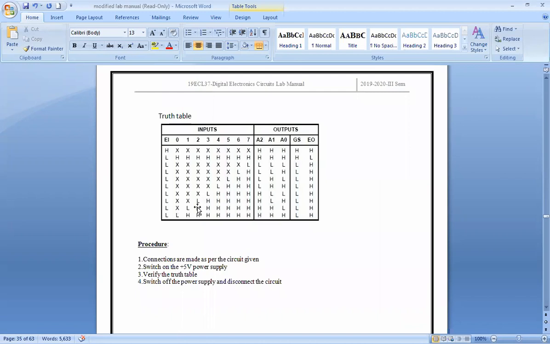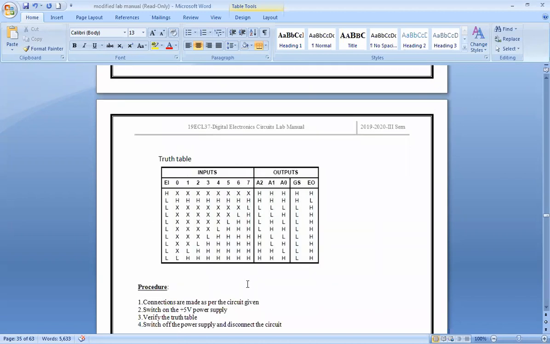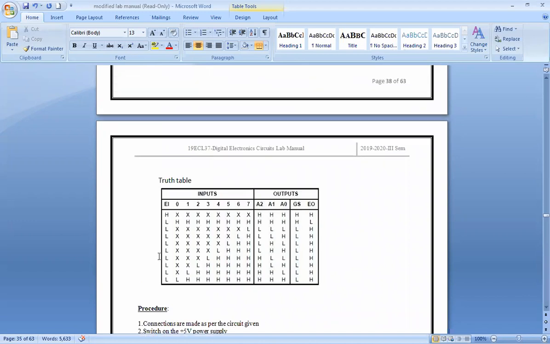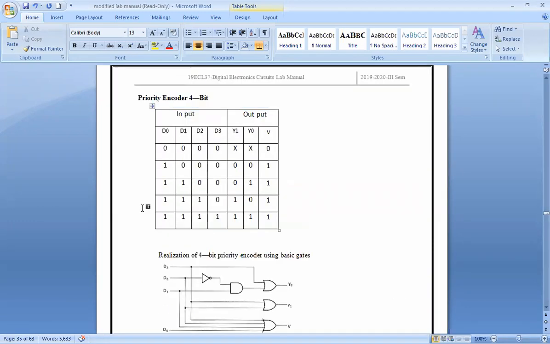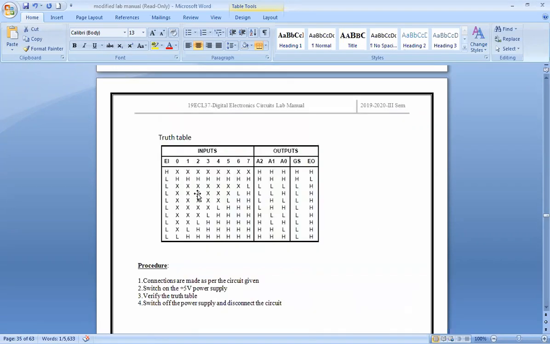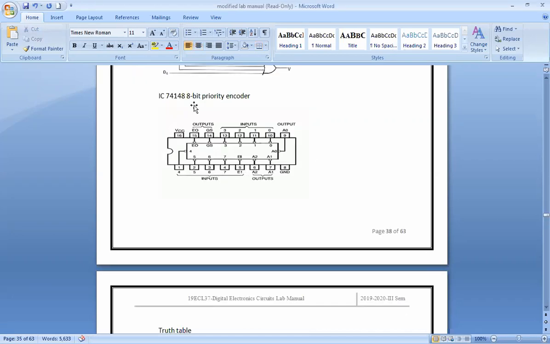Similarly, we can draw the truth table for your priority encoder, just like how we did for the 4-bit, just that instead of 0 they have written L, and instead of 1 they have written H, which is high. One more thing that you all have to understand is that this particular IC is active low. Can you tell me what is active low? If it is 0, it works. If it is 1, it does not.